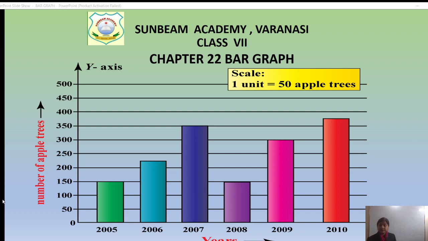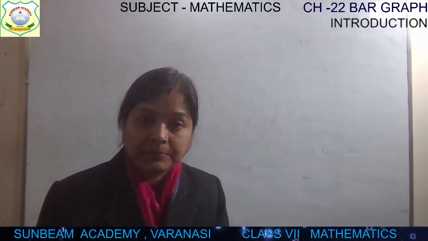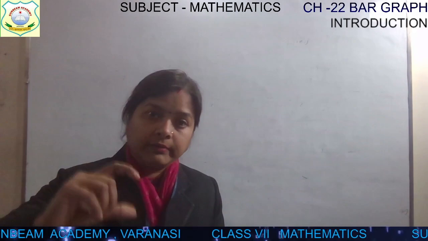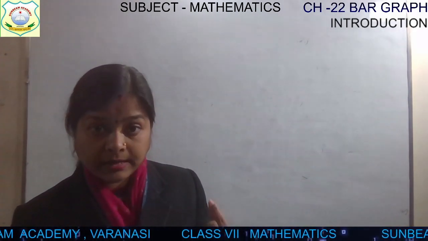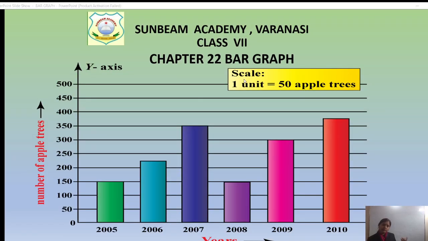Number of apples were plotted on the y-axis, and if you see it, the values were divided into 50, then 100, then 150, then 200. Means we have chosen the 1 unit scale as 50 apples. So next will be 100, next will be 150. So we will add 50, 50, 50. In that way we will increase the y-axis values. We will plot in that way. So 1 unit is equal to 50 apples.